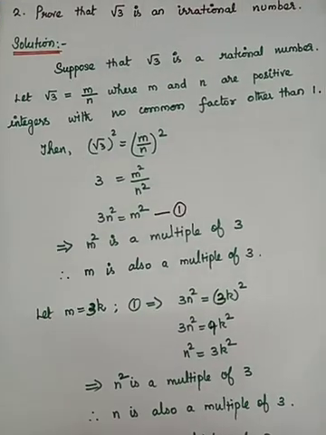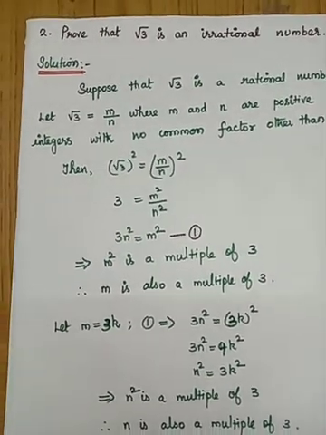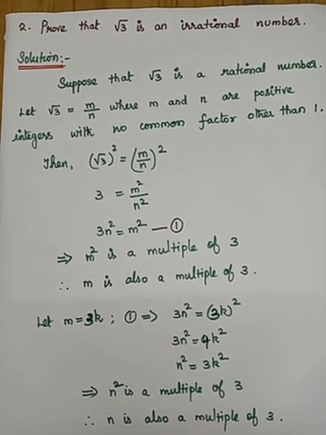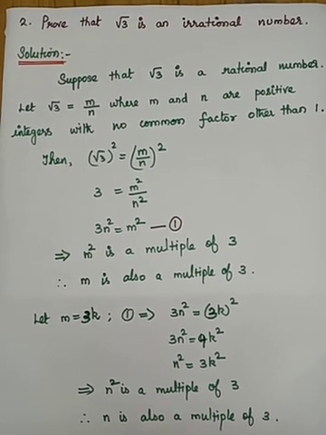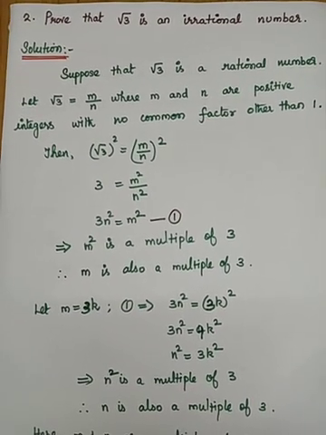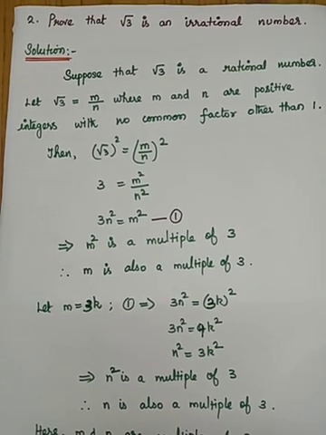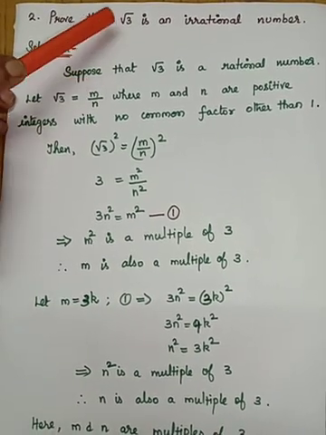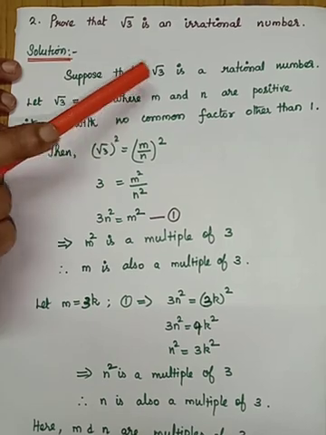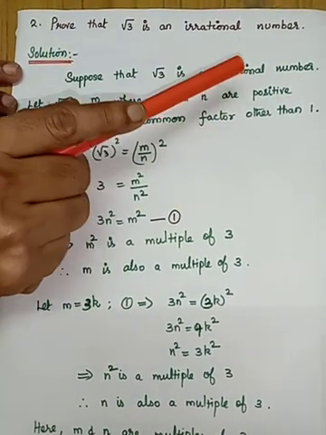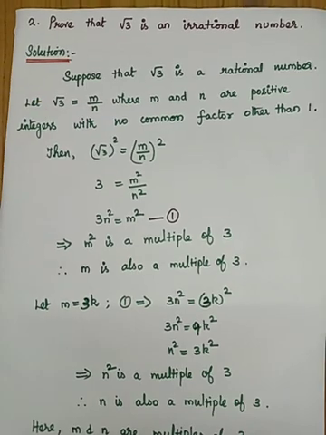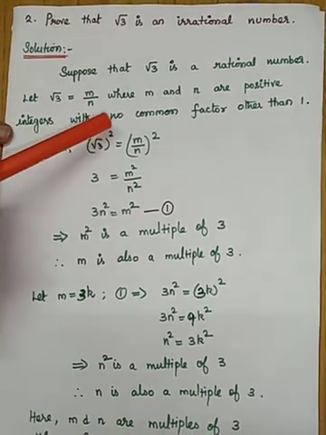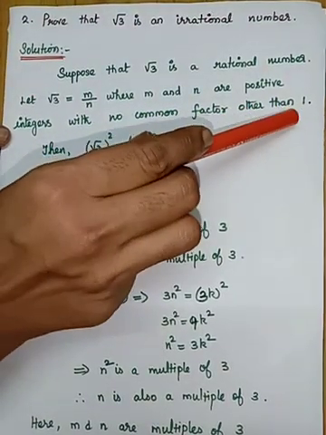Okay. See the second question. Prove that root 3 is an irrational number. Already we have seen the theorem that root 2 is not a rational number. The same method we are going to follow to prove root 3 is an irrational number. Suppose that, first we have to assume just the opposite of the statement given. So suppose that root 3 is a rational number. If root 3 is a rational number, it has to be written in the form m by n, where m and n are positive integers with no common factor other than 1.